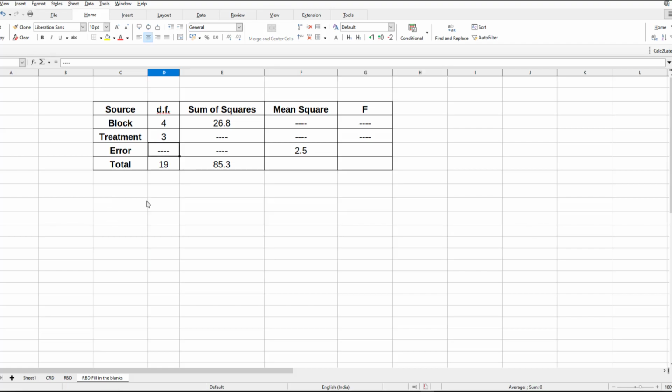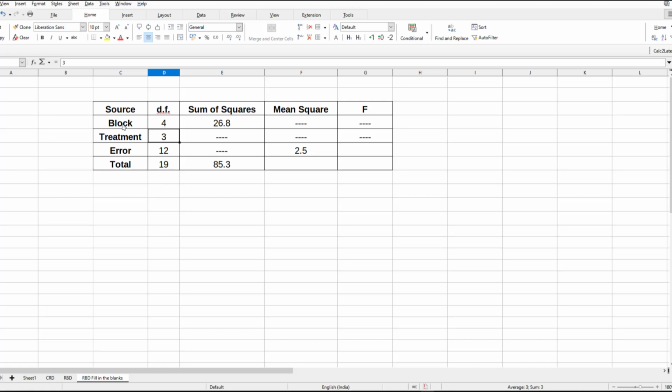Now what will be the degrees of freedom for error? That will be 19 minus 3 minus 4. So this is equal to 19 minus 3 minus 4. So what is the value? 12. The same thing can also be attained by multiplying 4 and 3.